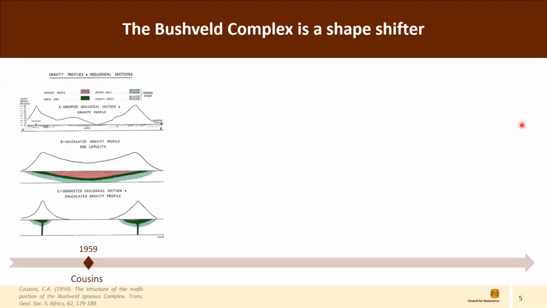And then in 1959, the gravity data were published on the map, and Cousins said, but you have these two anomalies. What?